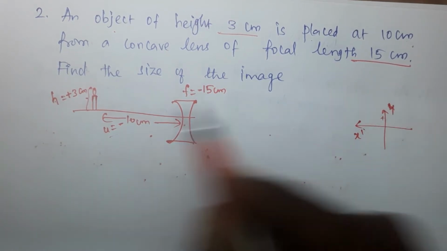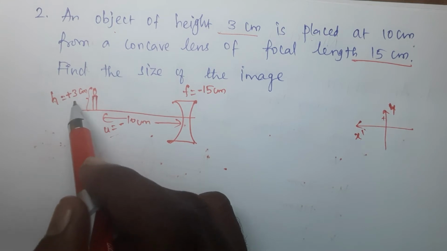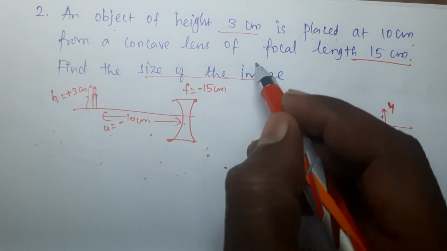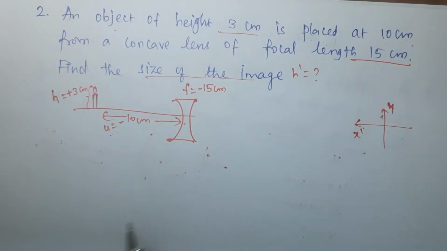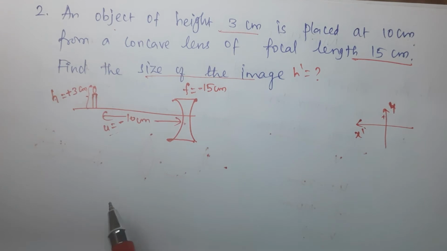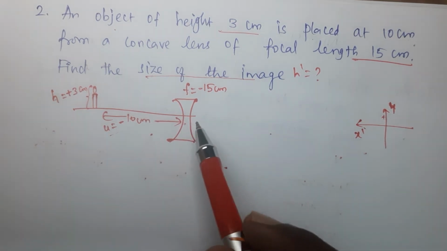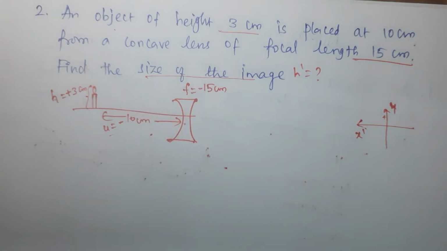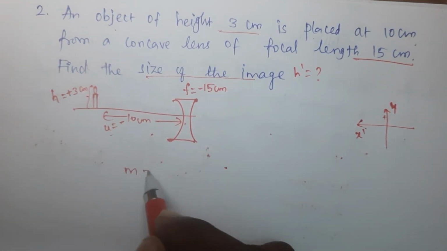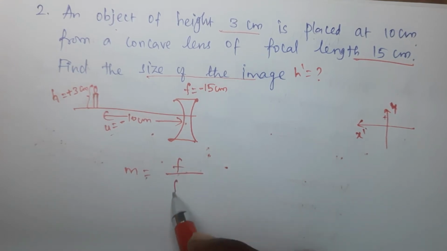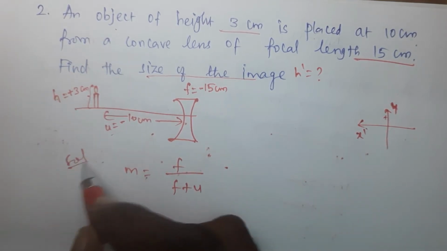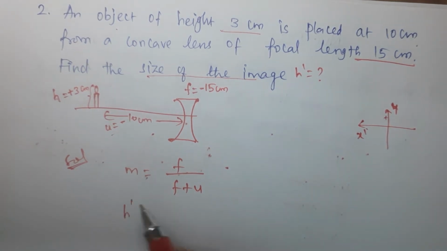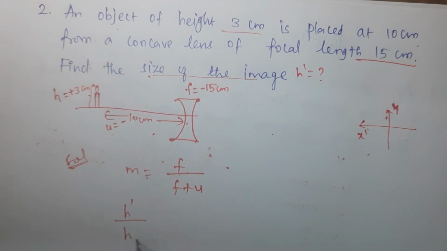So in the positive y axis, h is taken in the positive value. We have to find the size of the image. The size of the image is nothing but h dash, which we have to find out. So we need the formula relating magnification, focal length and distance of the object. M is equal to f by f plus u, where M is the magnification, the ratio of the size of the image to the size of the object.